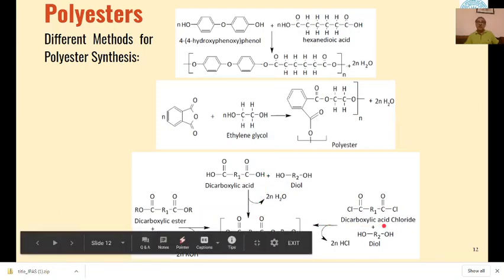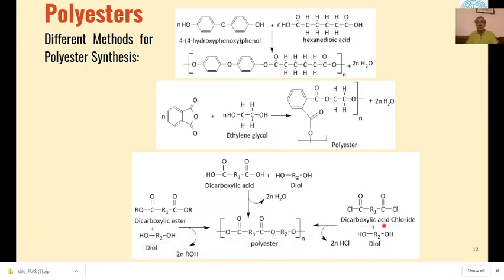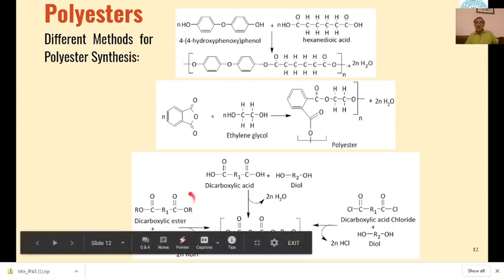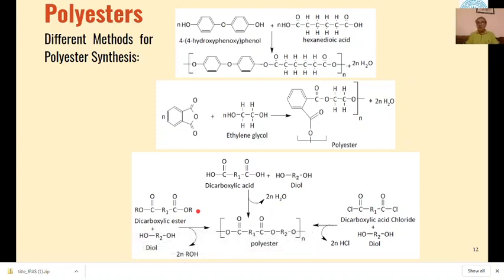So in general we can say the condensation of dicarboxylic acids with diols. Dicarboxylic esters can also be used. So here when esters are used with diols, then we will see the elimination of alcohol instead of water. So here two molecules of alcohol will be removed to give us polyesters as the product.